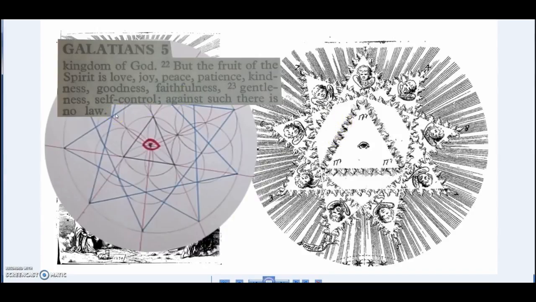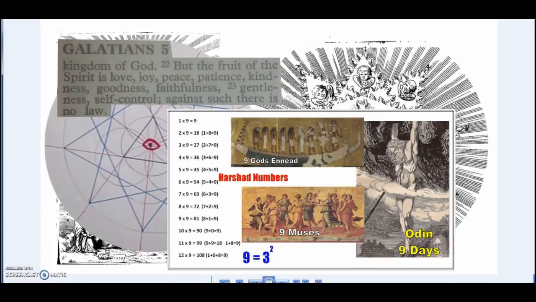Now, for instance, the fruit of the Spirit, as they call it: love, joy, peace, patience, kindness, goodness, faithfulness, gentleness, self-control. These are referred to, but nine's a pretty interesting number.